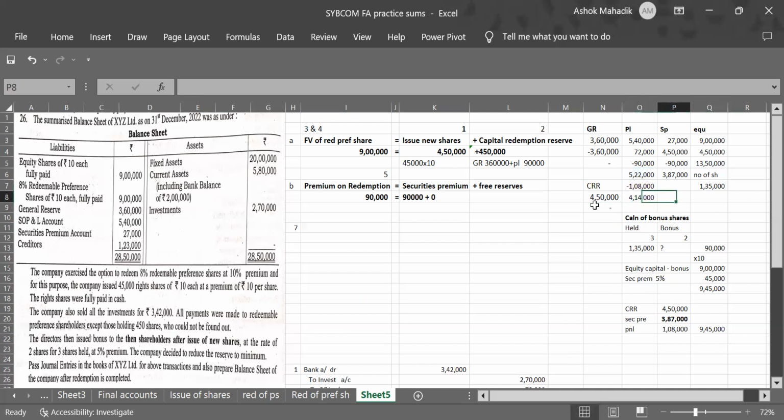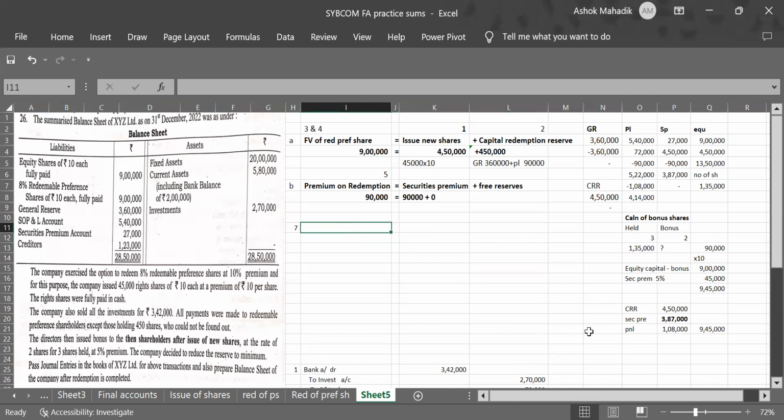PNL 414 left. Securities premium, I have utilized to the full extent, so balance is 0. Clear? Okay. So let us pass the entry for this. Whatever reserves you have used will be debited. Always remember, when you are declaring bonus shares, we have to write all the reserves on the debit side. Whichever reserves we are going to use, write them on the debit side.